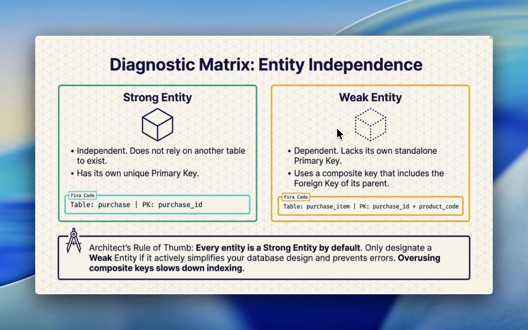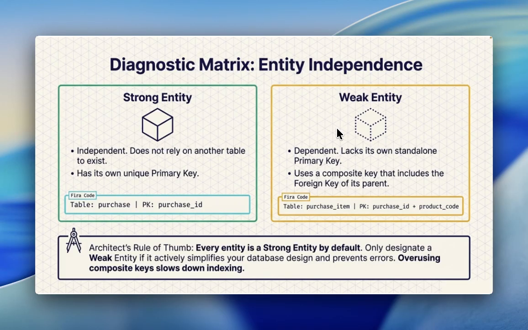Diagnostic metric, entity independence. Strong entity, independent, does not rely on other tables to exist, has its own unique primary key. Table purchase, PK purchase ID. Weak entity, dependent, lacks its own standalone primary key. Uses a composite key that includes the foreign key of its parent. Table purchase item, primary key purchase ID plus item key.